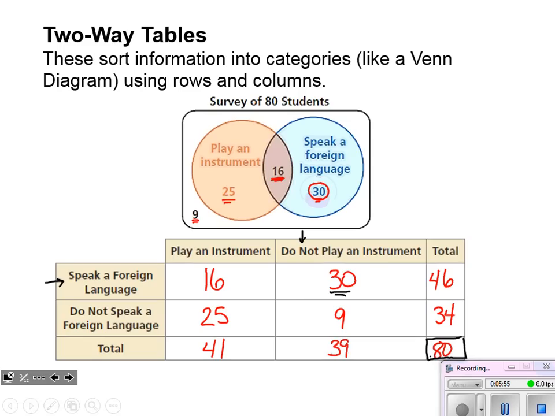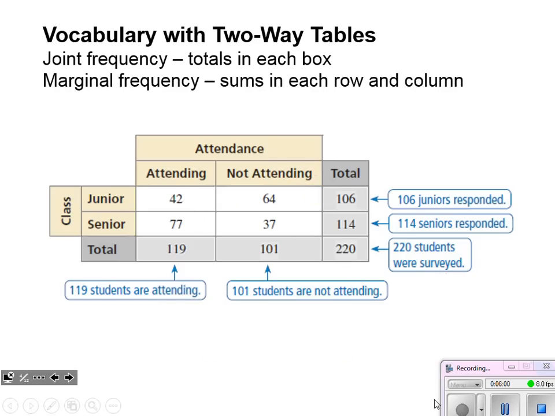But we must be careful with the language. And speaking of language, we do have some new vocabulary that goes along with two-way tables.